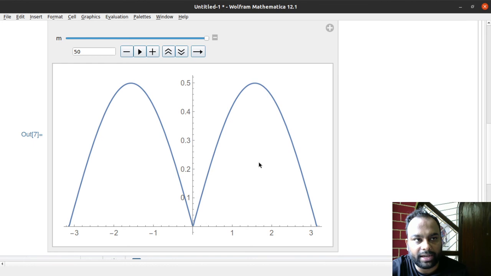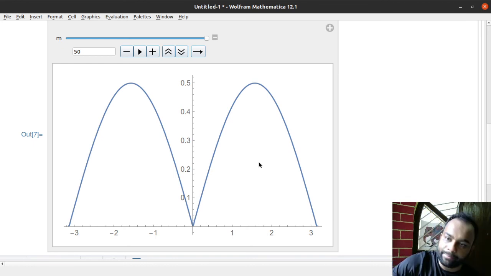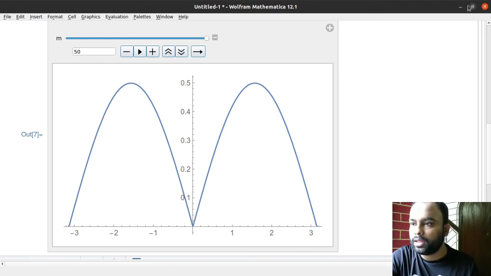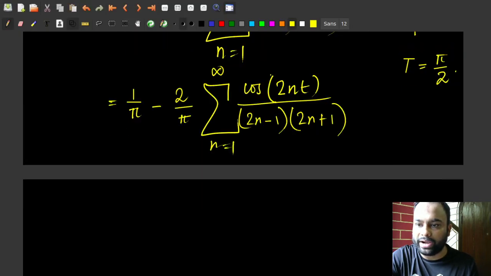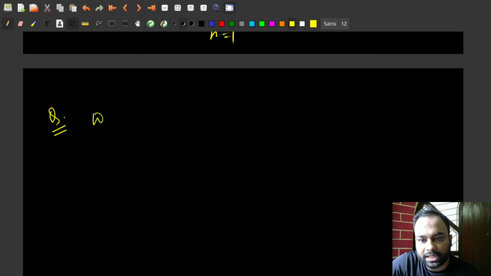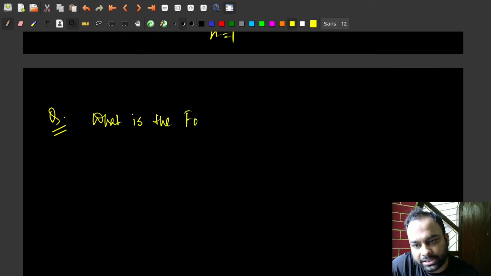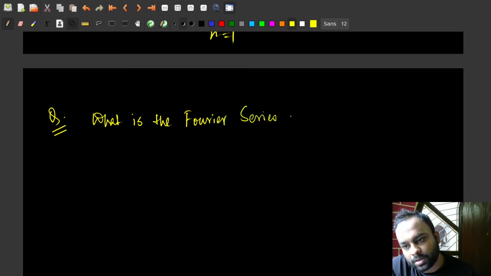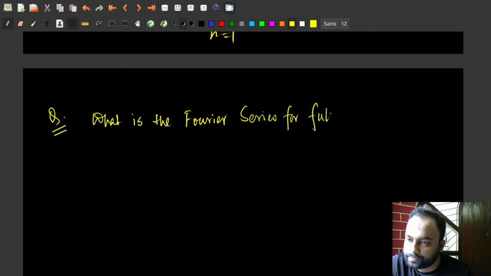So now let me end the discussion here today with a typical engineering problem, so that you can actually tell. Instead of calculating everything again once more, my question is this: what is the Fourier series for a full wave rectified sine wave?